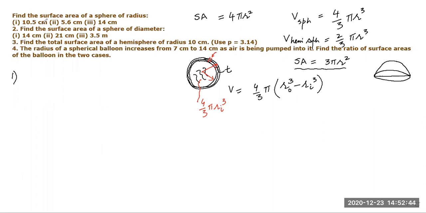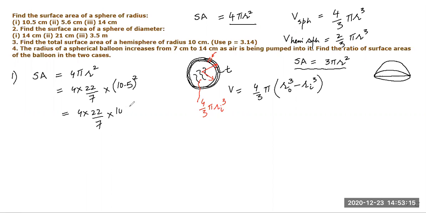First question. Find the surface area of the sphere of radius 10.5 centimeter. Okay, so surface area of sphere is 4 pi r square. So surface area would be 4 into pi, we can roughly take as 22 by 7, into r, first is 10.5 square. We can write like this: 4 into 22 by 7 into 10.5 square, means 10.5 multiplied 2 times. Right? Okay. Since it is centimeter, so what is the unit of area? Centimeter square. Okay, very good.